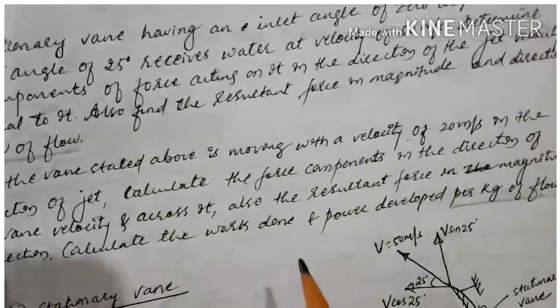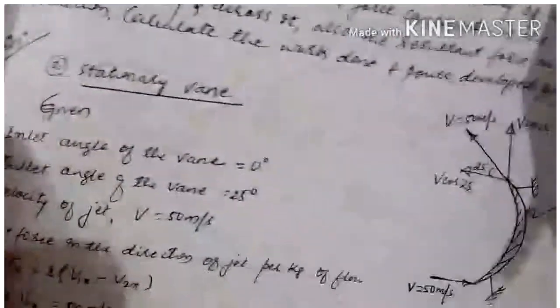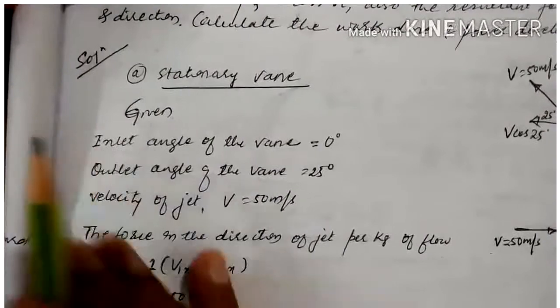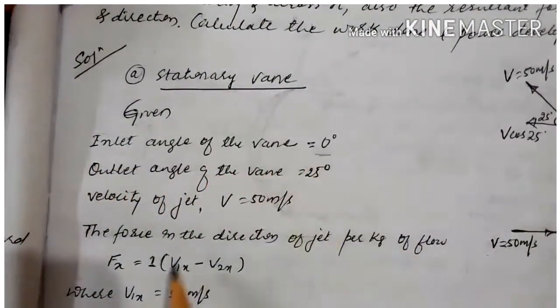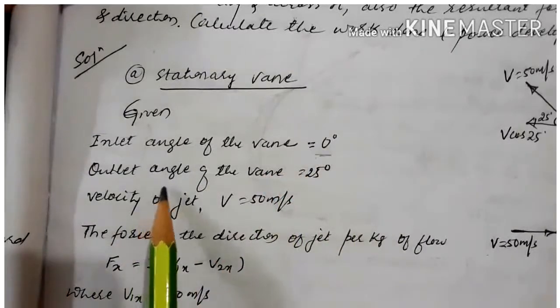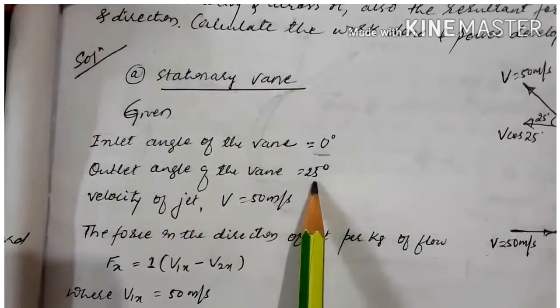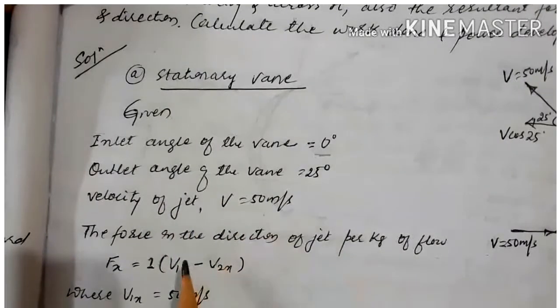Let us first write the given data in this problem. What are the data given in this problem? First take the stationary vane. The inlet angle of the vane is given as 0 degree. With this angle the jet will be entering tangentially. Outlet angle of the vane is 25 degree. Then the velocity of the jet is 50 meter per second.